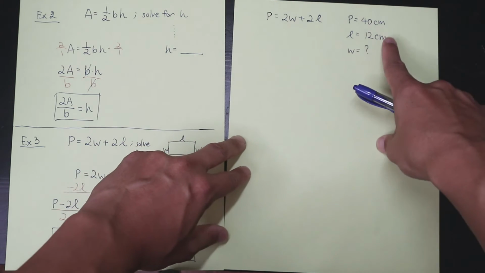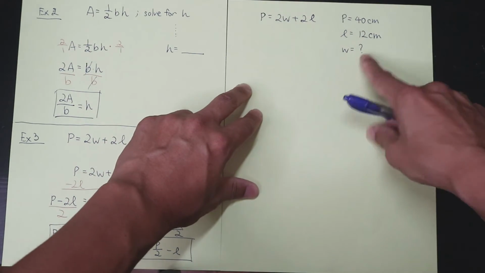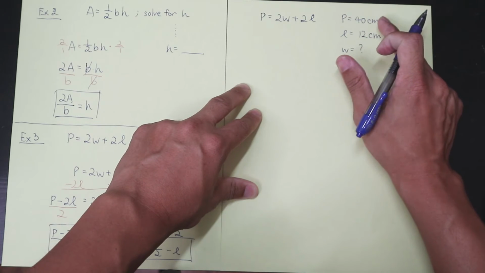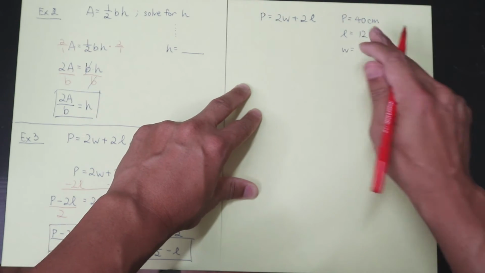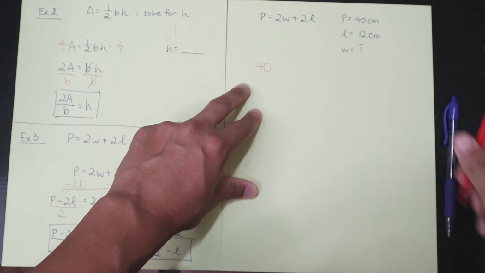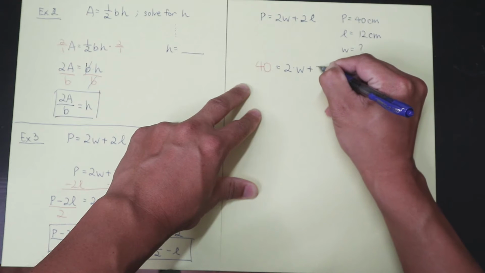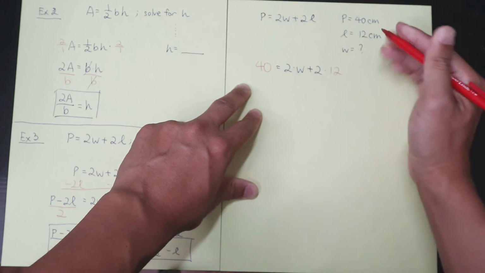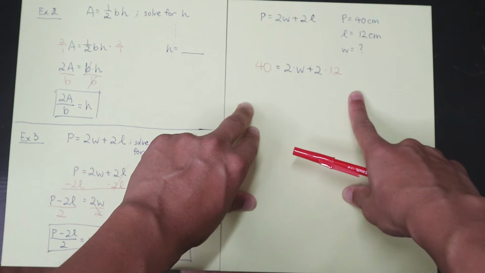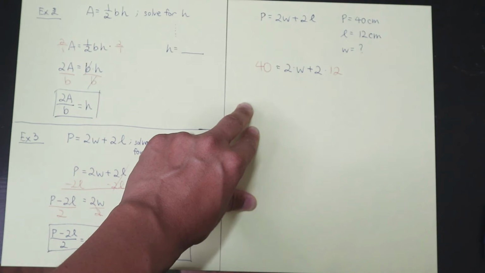Let's say if I were to give you all this information and I want you to find the width of the rectangle, all you have to do is substitute these letters with the numbers that you know. So now I know that the P is 40. I'm going to write 40 here. And then it is equal to 2 times width plus 2 times, instead of writing the L, you write 12. And then from there, you just have to solve the equation like you always did in this chapter to find what W equals.